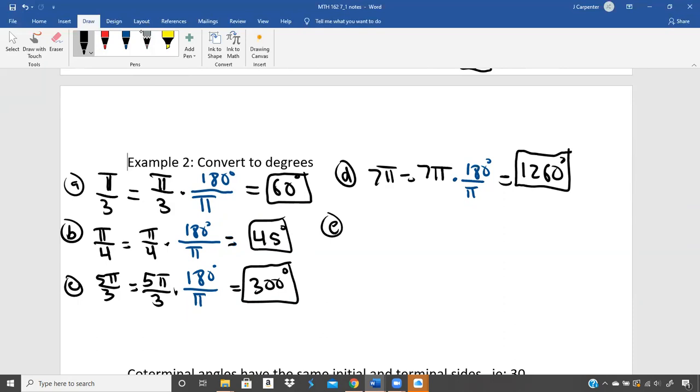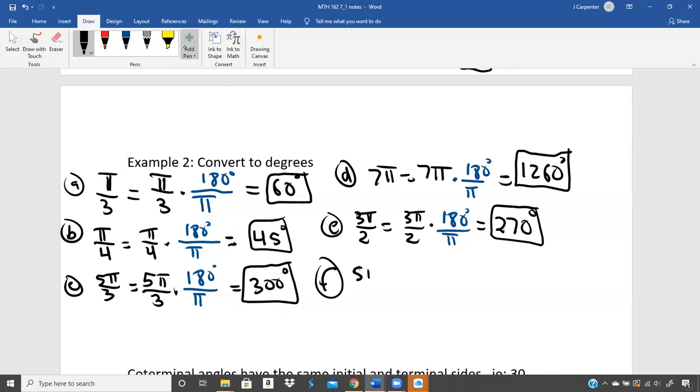E, let's go with 3 pi over 2. So you multiply by 180 degrees over pi. 2 goes in 180 90 times. 90 times 3 is 270. Pi's cancel, and you're left with your degrees.